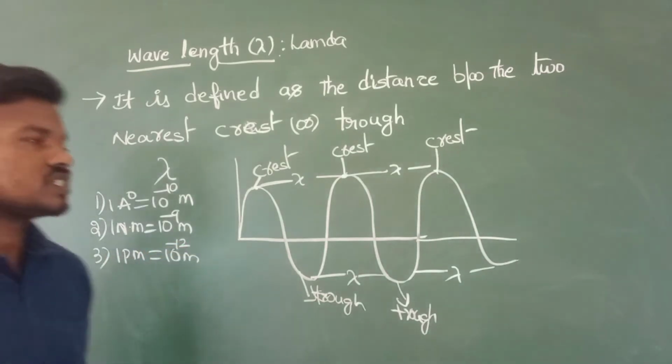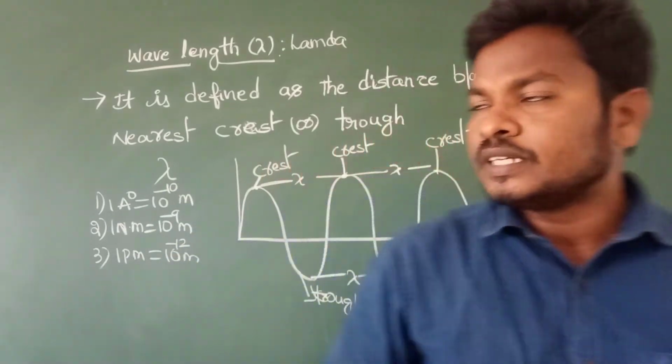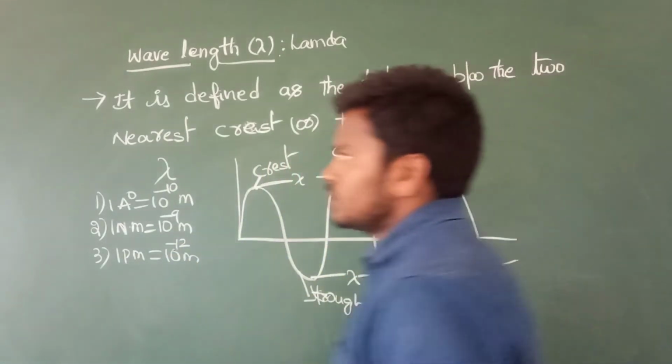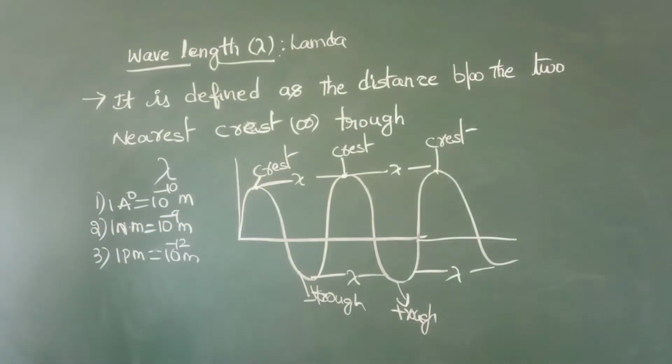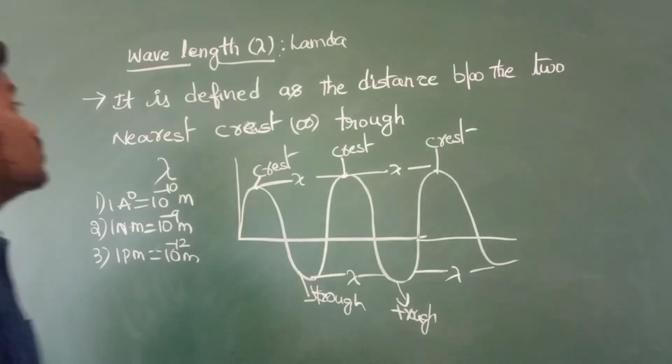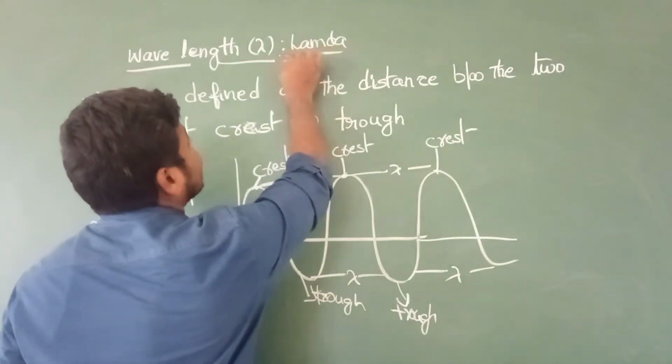We are talking about distance, so you can measure in meters and centimeters also. So this is about the wavelength. The distance between two successive crests or two successive troughs is called the wavelength. It is denoted by the symbol lambda.